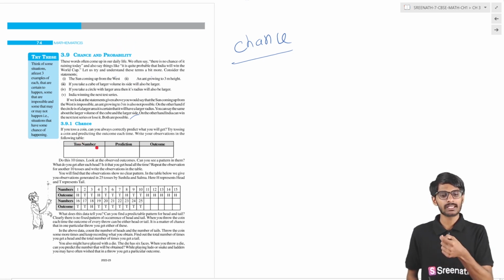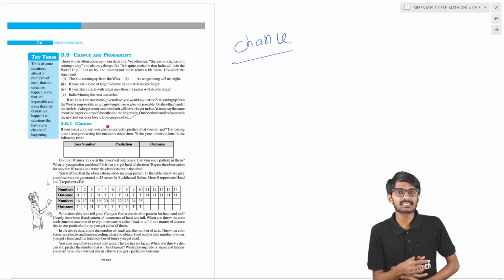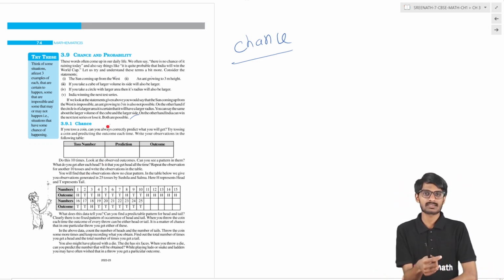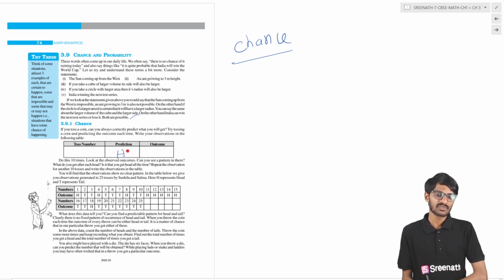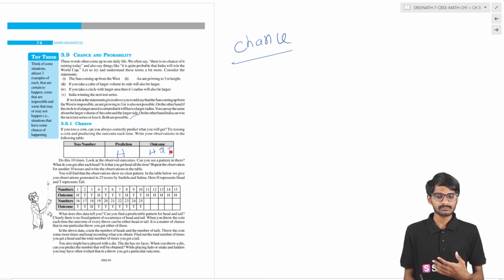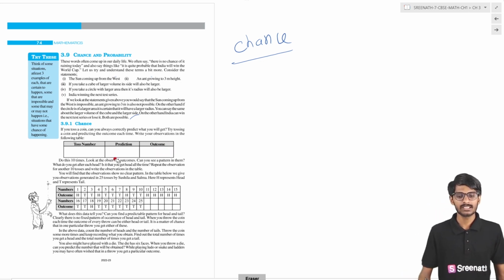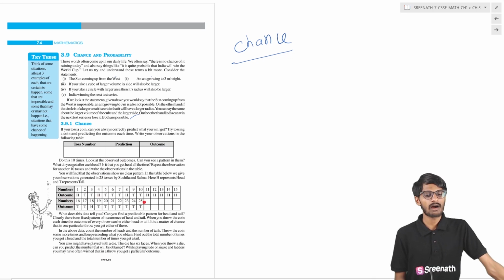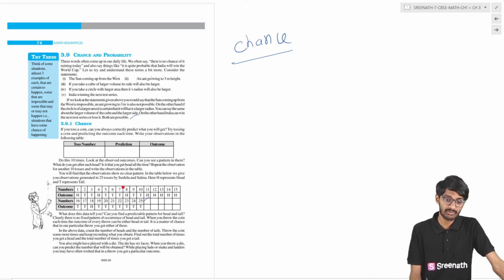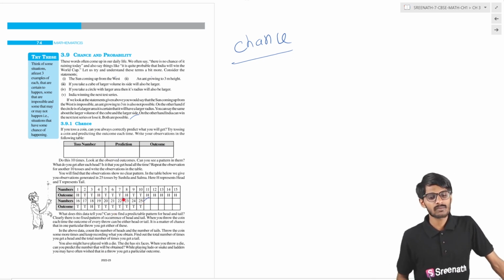Suppose you take a coin and toss it. You can toss as many times as you want, and just before tossing the coin, make a prediction. Before I toss, I predict that it will give me a head. You write here "head", and after tossing, what is the outcome? Does it give a head or a tail? You have to write the outcome here. In that way, doing this for 25 trials, the outcomes are like this.